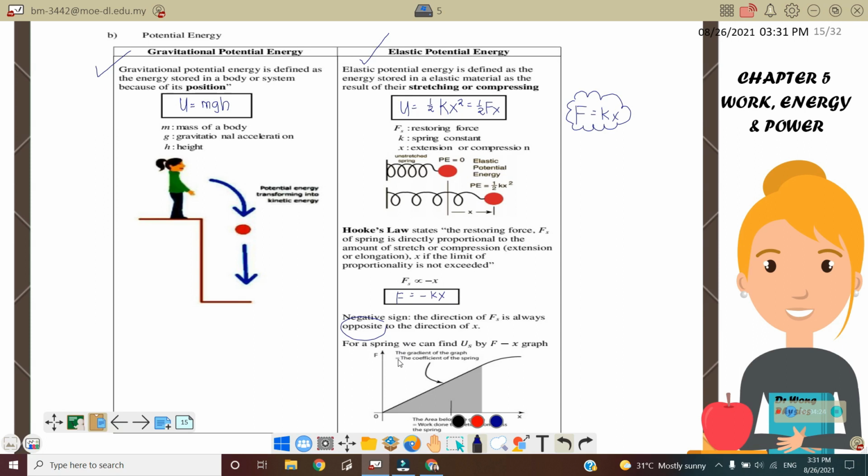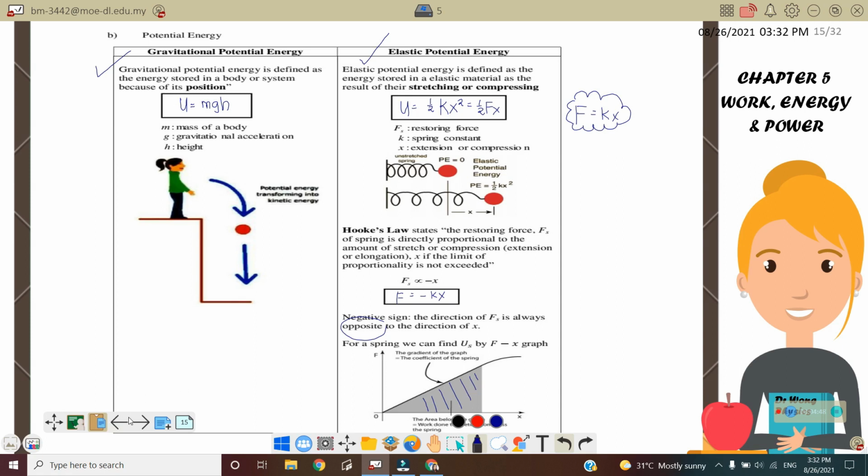For the spring, we can find the potential energy if they give you an F versus x graph. We know that the area under the graph is the work done. So the area under the graph means the work done to stretch or to compress the spring.